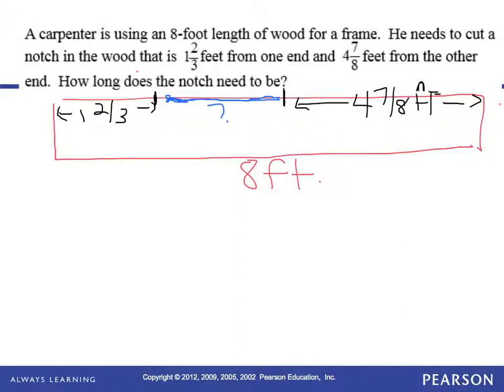So one way to think about it, first of all, is what's not included in the notch, and that would be the 1 2/3 feet and the 4 7/8 feet. Those are not being carved out as a notch. So let's think about what's not included. Okay, so if you knew how much was not included and you subtracted that off from the 8 feet, then you'd have the answer in terms of what is included, right? Take the whole thing, subtract off what's not included in that notch, and then that gives you your answer. So first of all, we have to figure out what's not included.